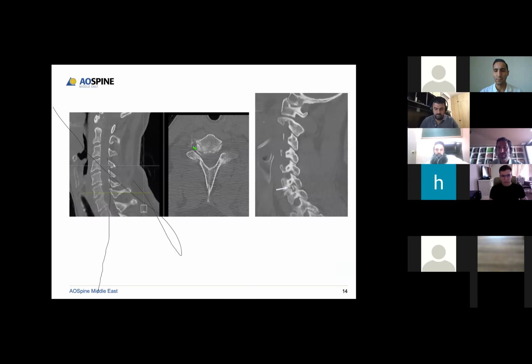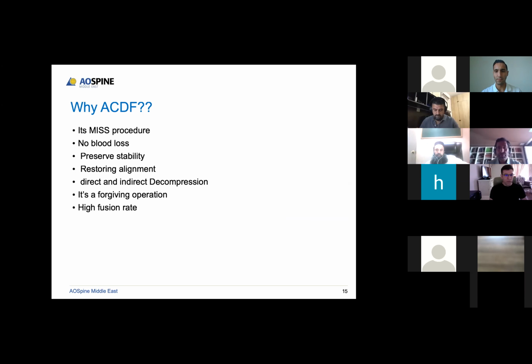But if you send this case for a CT scan, you will find that there's a bony element here, and this bone will affect your decision-making, and totally change my plan to go from anterior rather than from posterior.